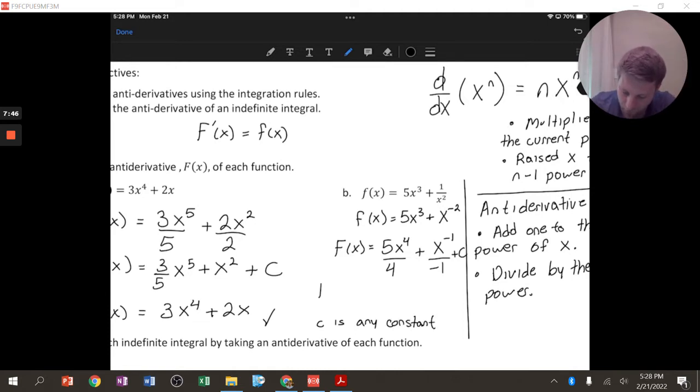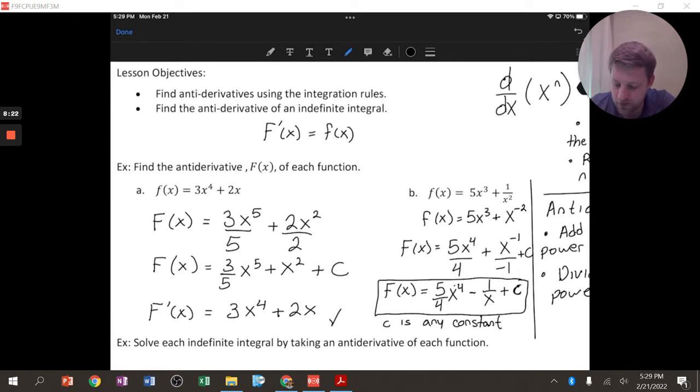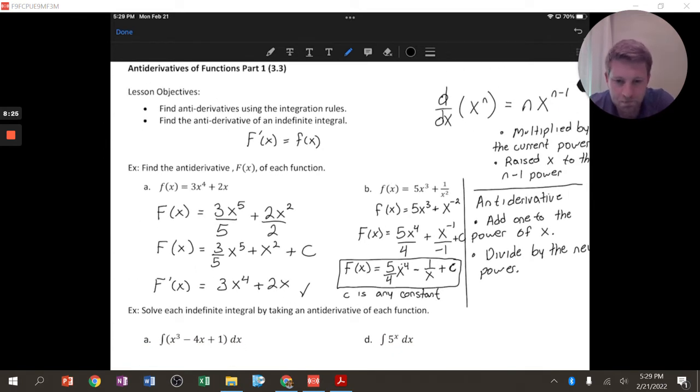And my final capital F function here, if we wanted to simplify this just a little bit to make it cleaner, we have 5 fourths times x to the 4th, and then minus, this would be 1 over x. X to the negative 1 is always just 1 over x, and we just have that negative constant. Again, with our plus c, that would finish out that antiderivative, where again, c is any constant, would be a valid antiderivative. So there's your capital F of x antiderivatives for a couple questions.